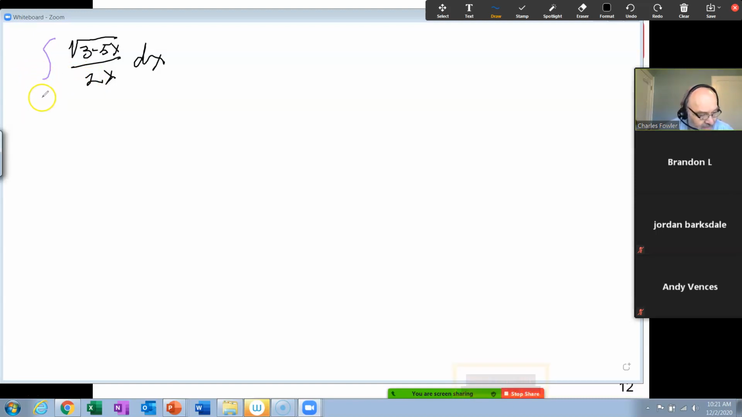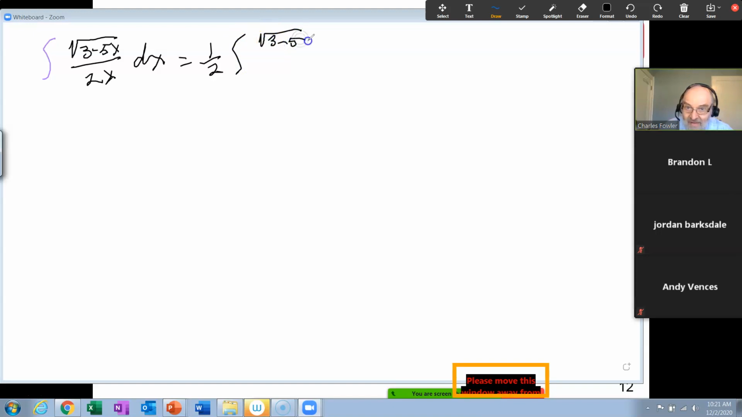Okay? So I will write that one. That gave us a 1/2, pulling this 2 on the outside, and that gave us the integral of the square root of 3 minus 5x over x dx. Now we used formula 19 with a equal 3, b equal negative 5, and u equal x, to produce a form that's like this. So from formula 19, we got this.